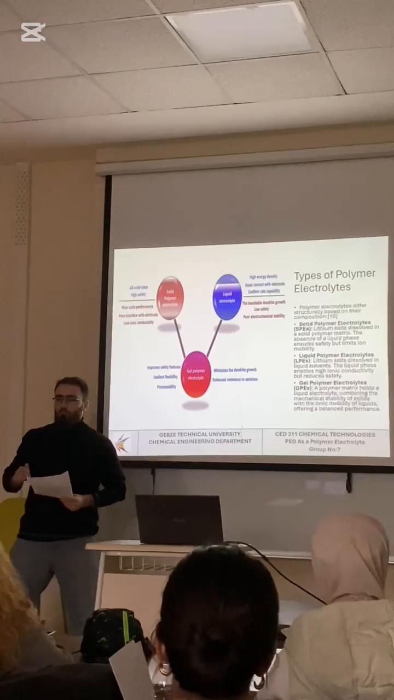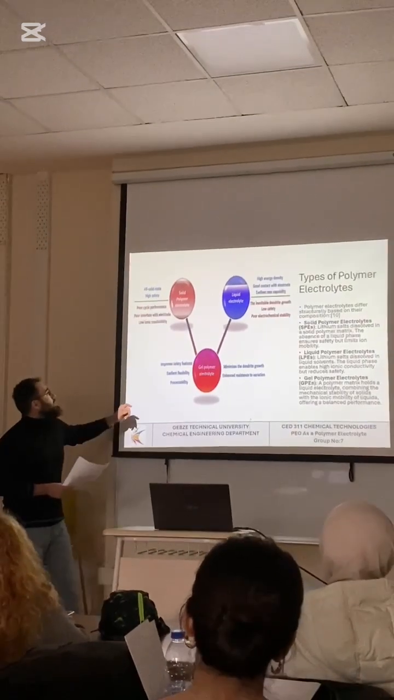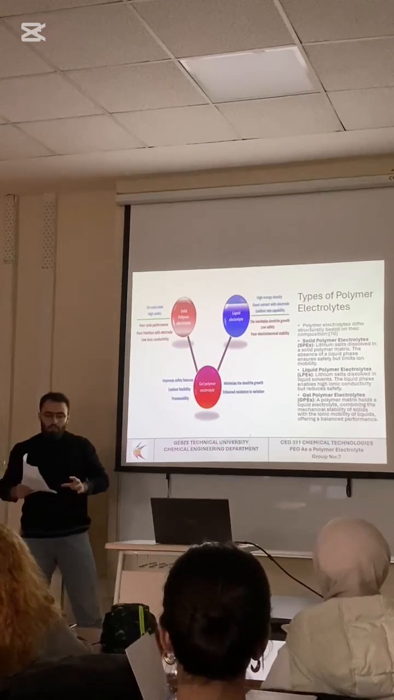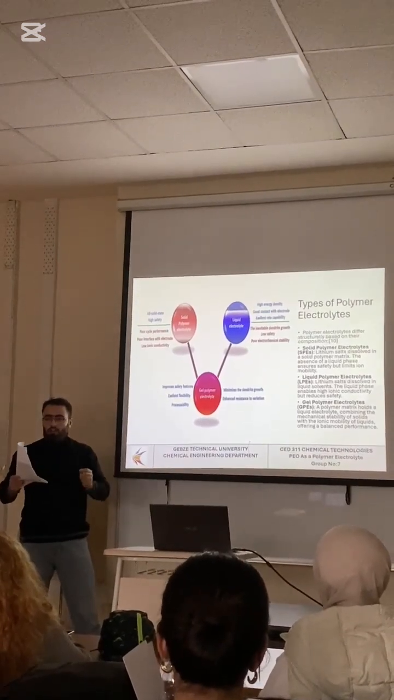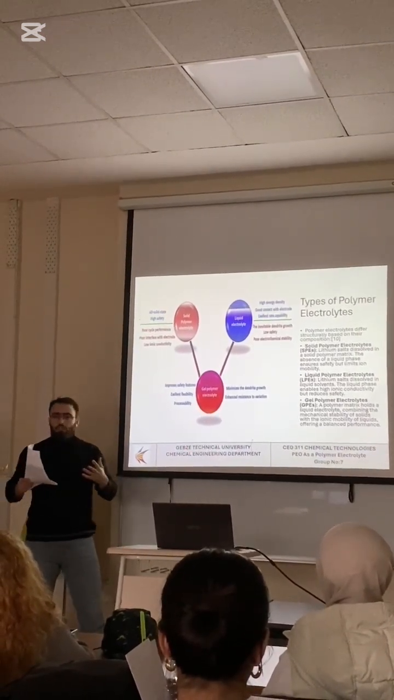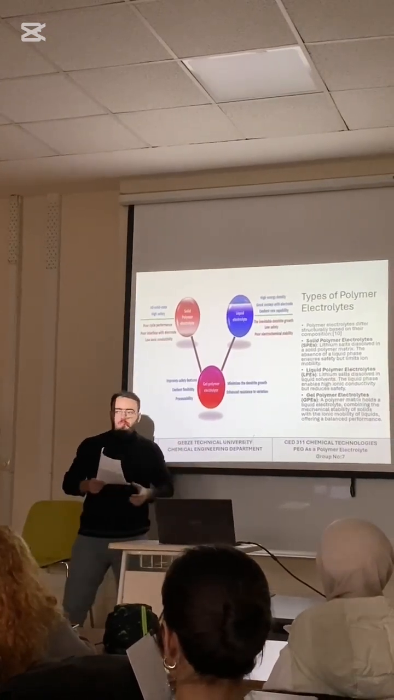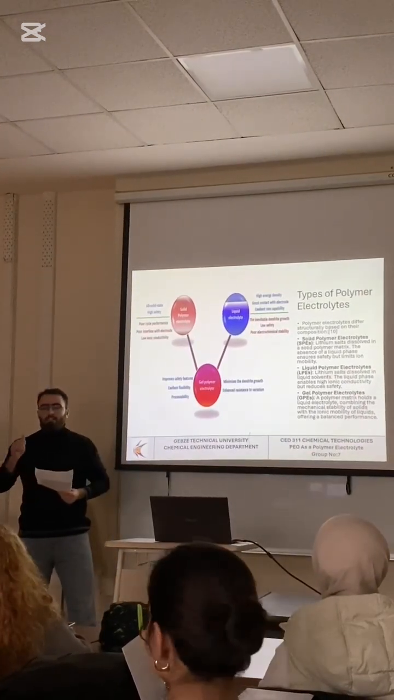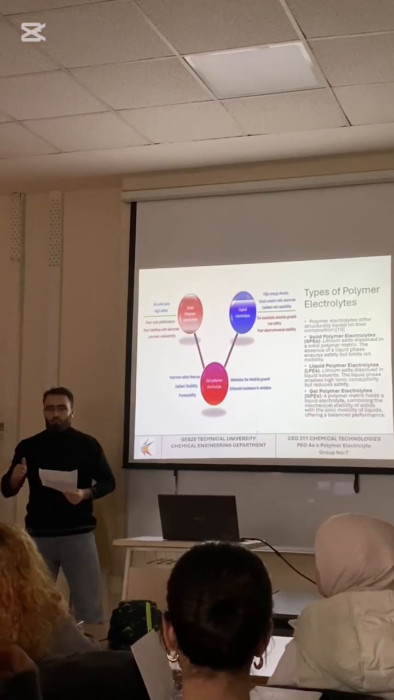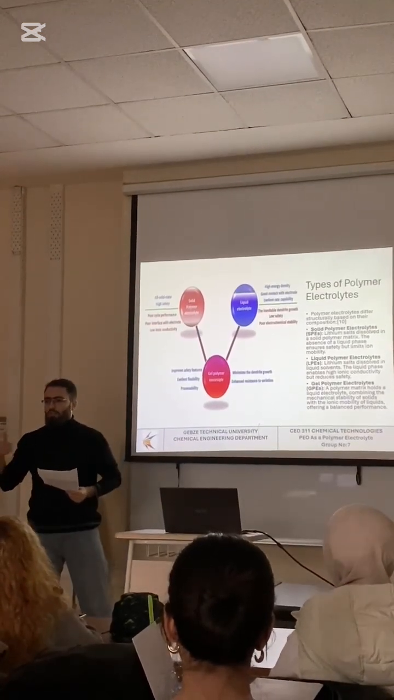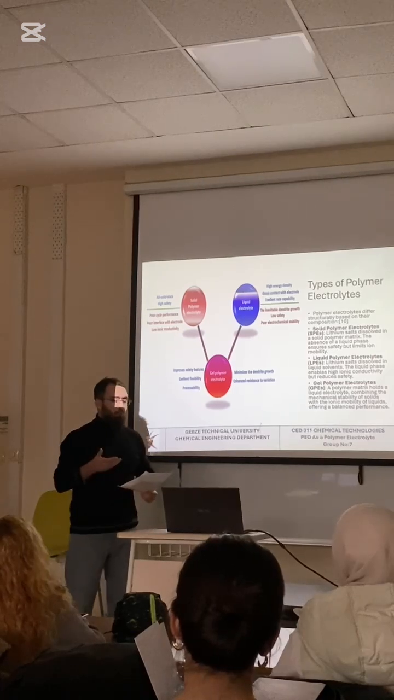So we have three types of polymer electrolytes. First of all, we have liquid polymer electrolytes. Actually, these differ according to the role of the polymer matrix in the system. So in liquid electrolytes, our polymer acts as a component in the system. It just increases the conductivity of ions, and also increases the stability of the electrolyte.